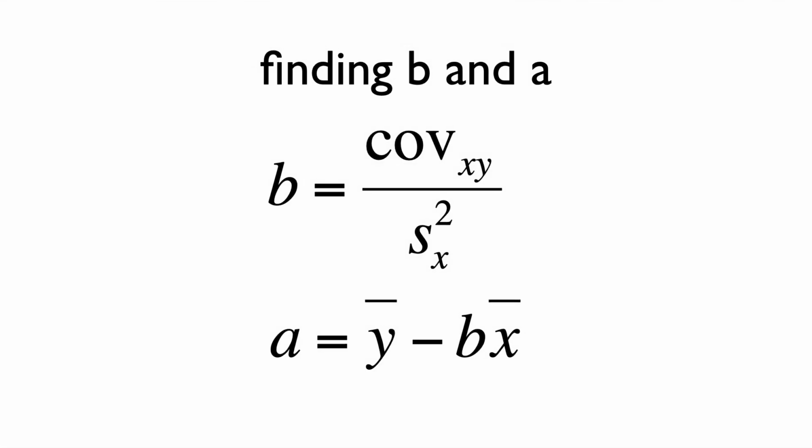So, if you want to find B and A, B is the slope, A is the intercept, you find these: B is the covariance of x and y divided by the variance of x. And A equals y bar minus B times x bar. So these are actually pretty easy to calculate once you have the covariance.